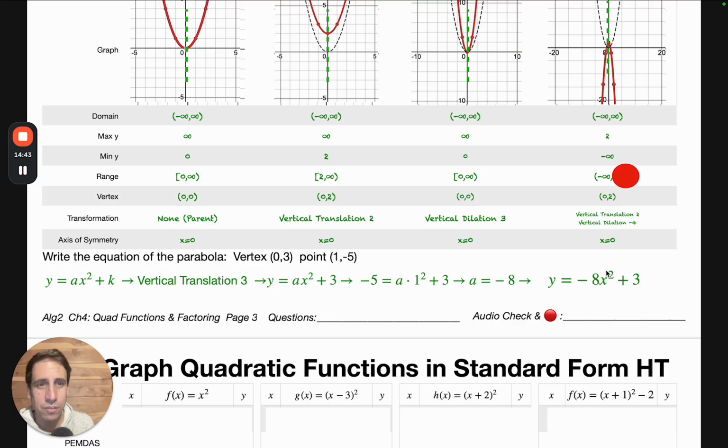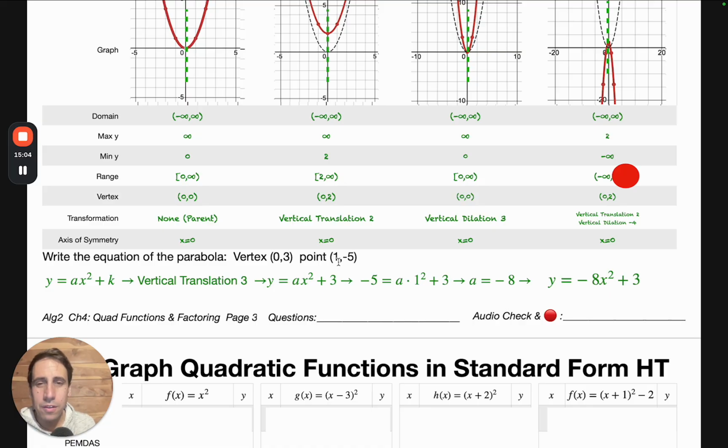In fact, we'll just fast forward to the end. a happens to be negative 8 and k happens to be 3. Let's talk about how we know. If the vertex is at 0, 3, that means it had a vertical translation of 3. This one had a vertical translation of 2. This one needs a vertical translation of 3. So that means the k value here is going to be 3.